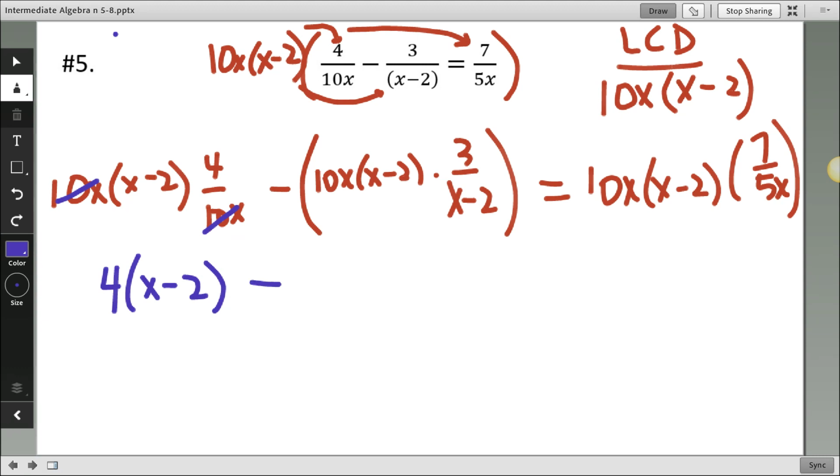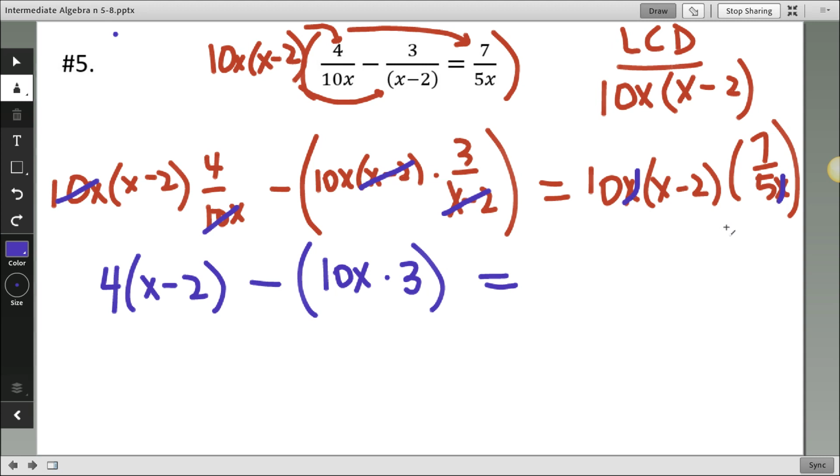Okay, minus, what happens in this? Well, the x minus 2's are in common, so we're going to cancel those out. And that's going to leave me with 10x times 3. And on the other side, what do I have here? Well, I don't have anything that just straight up cancels out except this x. Now remember, I can't do anything with these. These two are attached together for life. They're married.